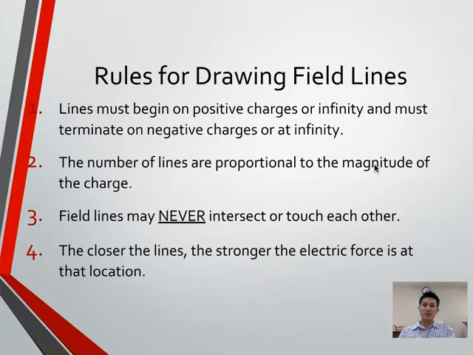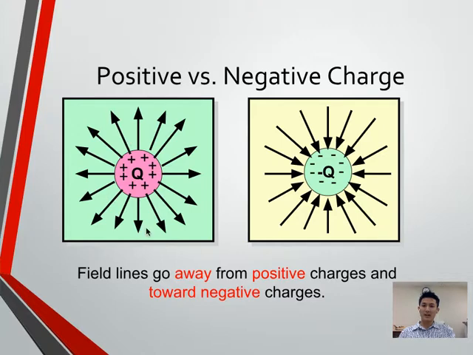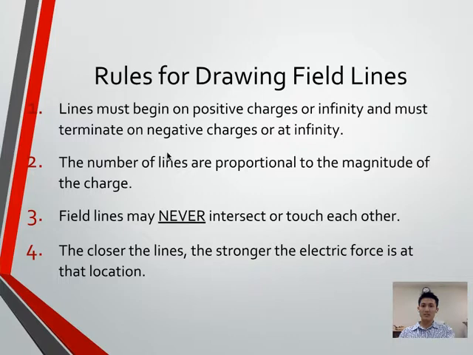The number of lines are proportional to the magnitude of the charge. So if I were to count all these lines, I could calculate the charge of this field, or this point. So let's see, there's 1, 2, 3, 4, 5, 6, 7, 8, 9, 10, 11, 12, 13, 14, 15, 16. 16, positive 16 charge here, and I'm going to assume that we have the same here, negative 16 here. So the number of lines are proportional to the number of the charge. So the more lines I have, the bigger the charge I have.